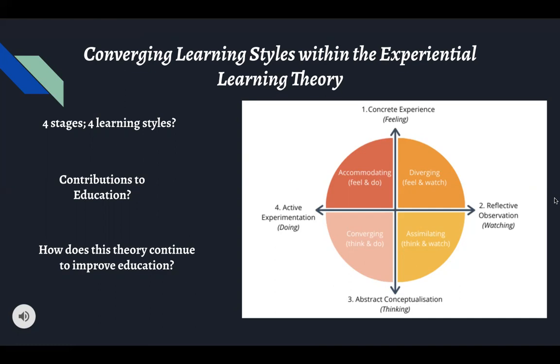But it's also important to understand that the model gives us 4 different learning styles, which are outlined in the different colors here. For the orange, we have the diverging learners, who feel and watch. Then we have the assimilating learning style, where you think and watch, which is between reflective observation and abstract conceptualization. So they can start in the reflective area, or they can start in abstract conceptualization. Then we have converging learners, the thinkers and doers, and the accommodating learning styles, the feelers and doers.